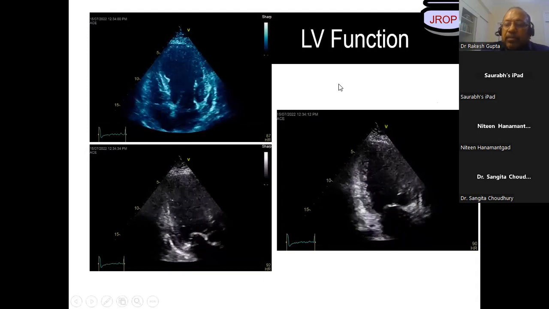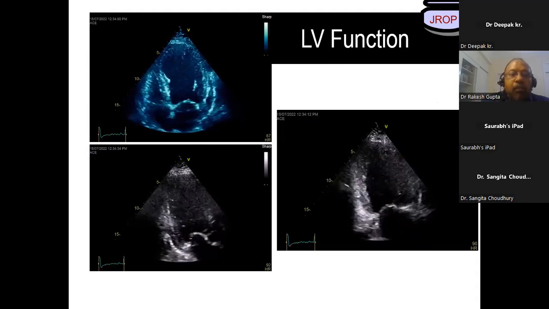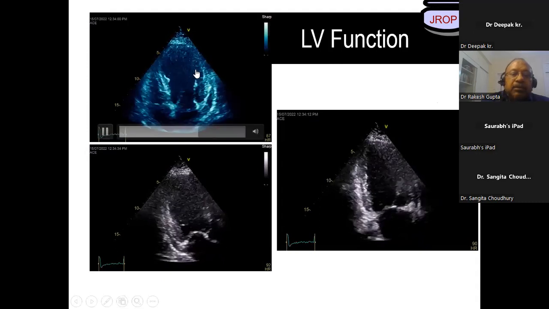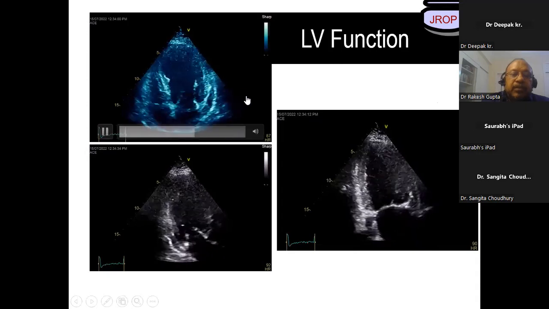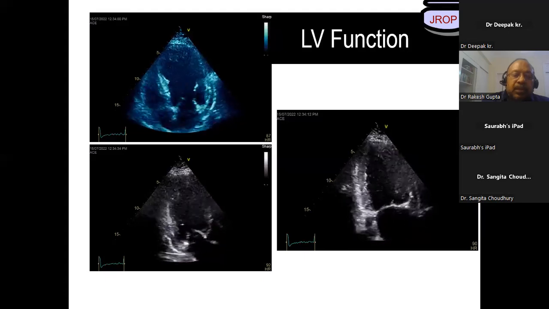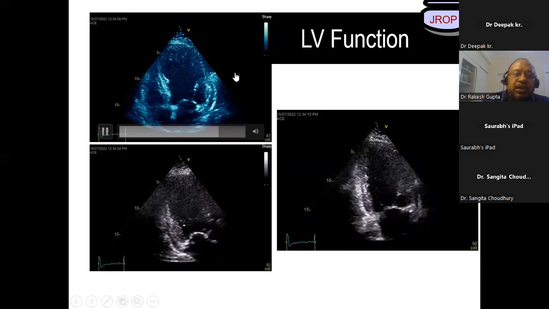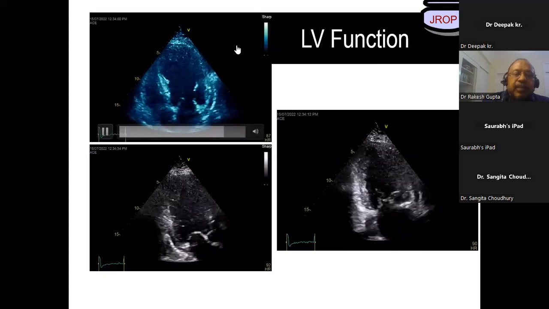Can I ask one thing, sir? Go ahead. Sir, is this the spontaneous echo contrast or the endocardial border in the first image, at the apical and apical lateral wall? No. This looks to be an artifact. What you are saying is spontaneous echo contrast. It's an artifact. Okay, sir.